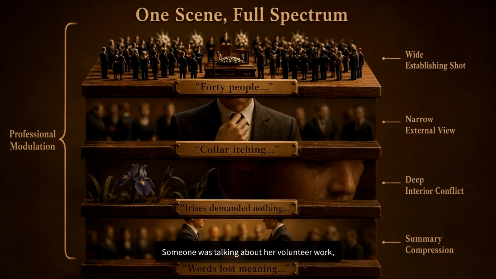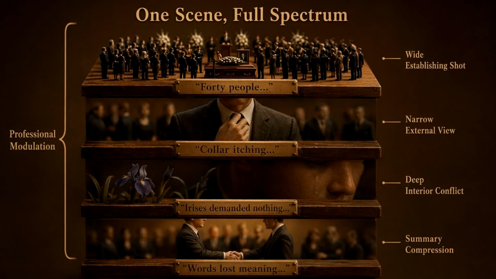Someone was talking about her volunteer work, someone else about her garden. They were describing a person he had never met. His mother grew irises because they demanded nothing. She volunteered because empty hours terrified her. But these people did not know that. How could they? That is deep intimacy, an interior conflict only Martin can feel.